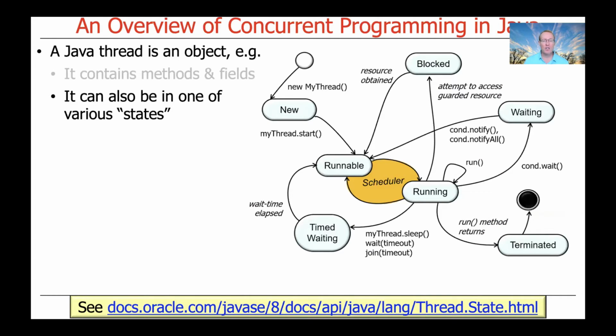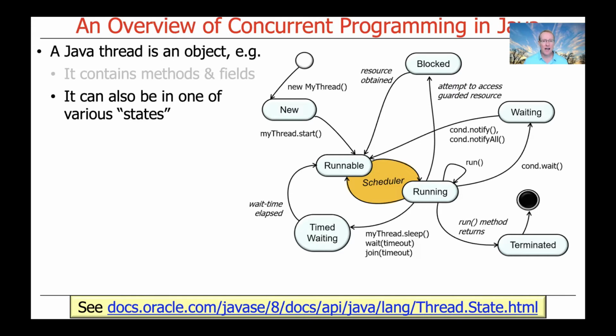A Java thread can also be in one of various states. Of course, there can be multiple threads, but let's just focus on one thread at a time. A Java thread starts out in the new state when you say new and make a new thread object, like new MyThread. Once you call start, that transitions the thread to the so-called runnable state. When you're in the runnable state, it doesn't mean you're running. It just means that you're capable of being run.